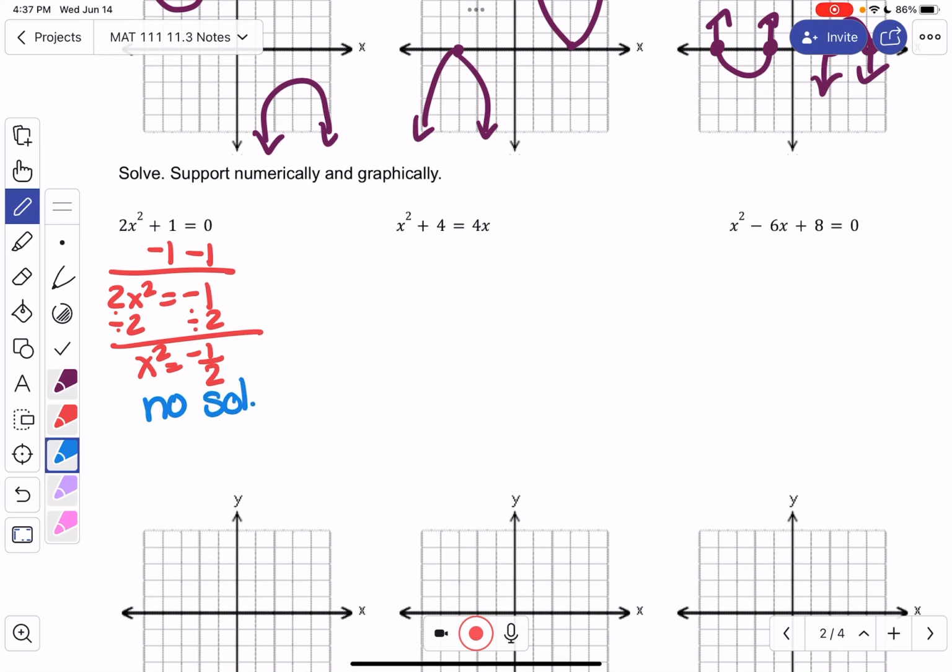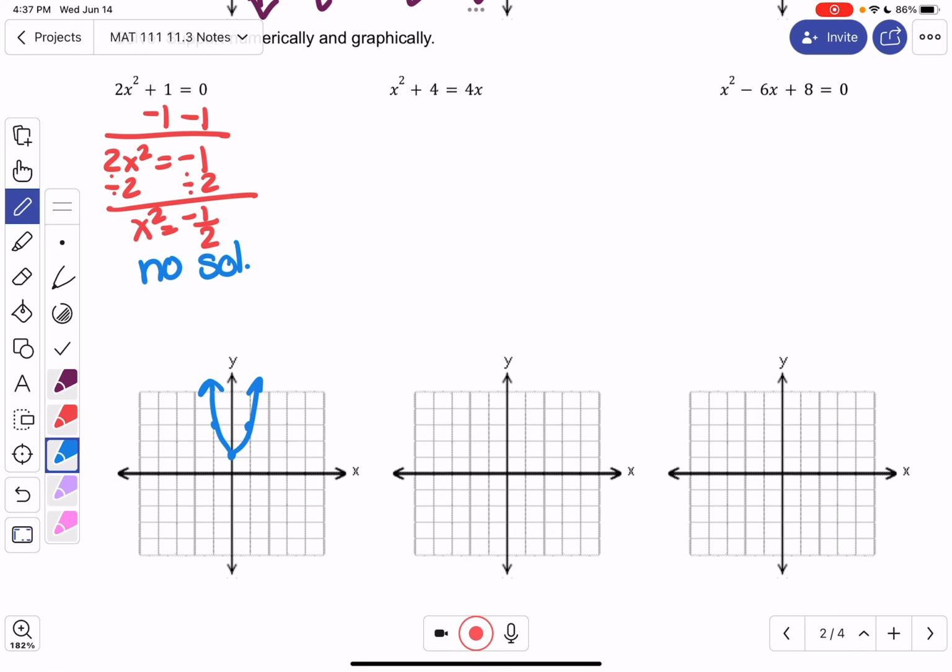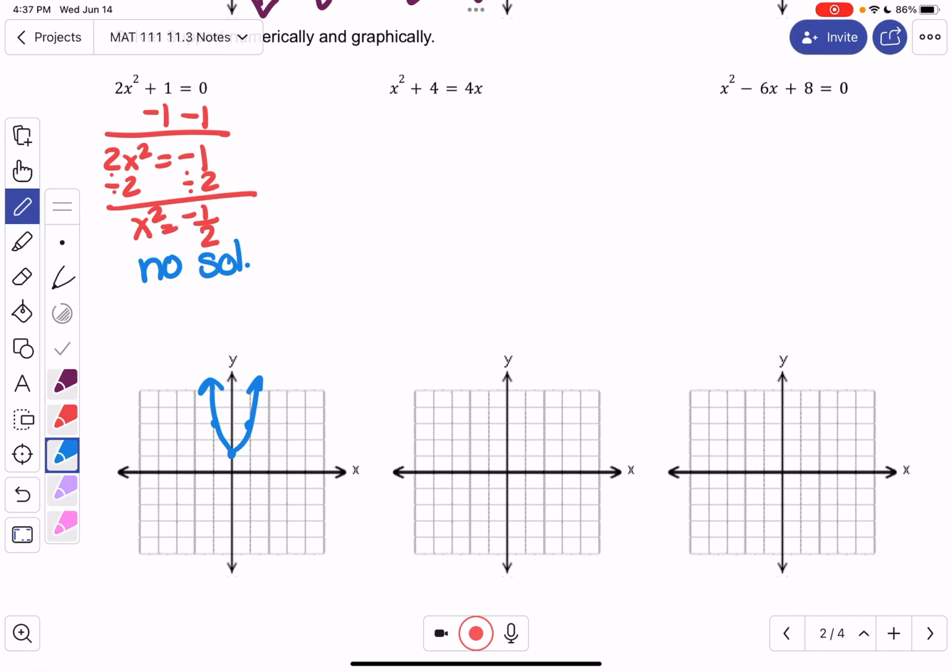If I were to graph this, the graph's going to look like this. And it doesn't cross the x-axis, so there's no solution.